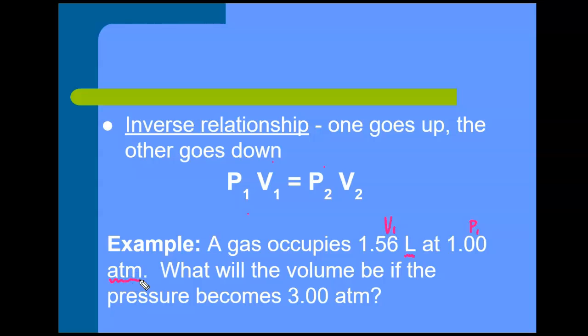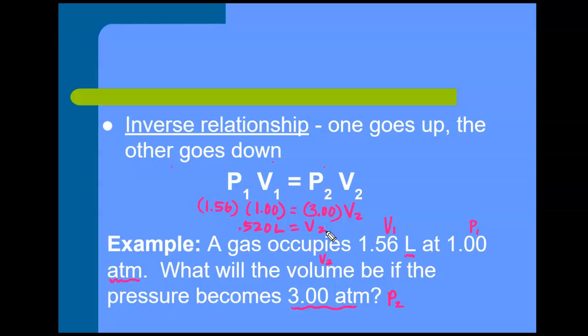The question is, what will the volume be? So I want to know volume 2 if the pressure becomes 3 atmospheres, and that is my P2. So in my equation, I'm going to fill in my numbers. I have 1.56 times 1.00, and that's going to be equal to P2, which is 3.00, and I'm going to be solving for V2. Doing my math, I'm going to end up with 0.520 liters will be my V2. And that's how I'm going to be doing my math.